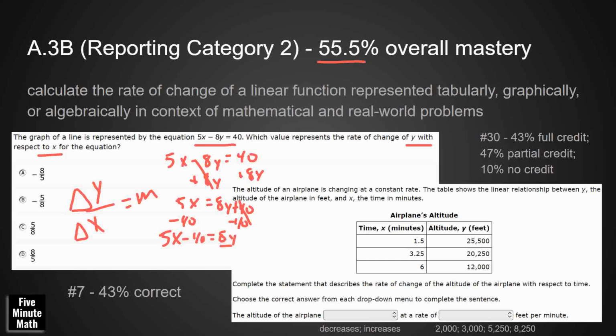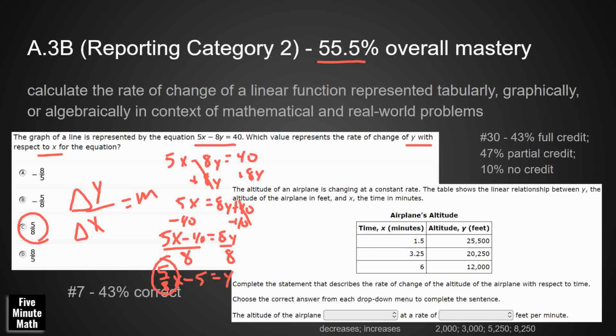Right now we need to divide by 8, and I can just do it like that, but that ends up distributing out to 5/8 x minus 40 over 8, which is just 5, equals y. I'm just interested in this 5/8 x. You see there's all kinds of 8s and 5s, positive or negative. So only 43% of our students were able to get that correctly.